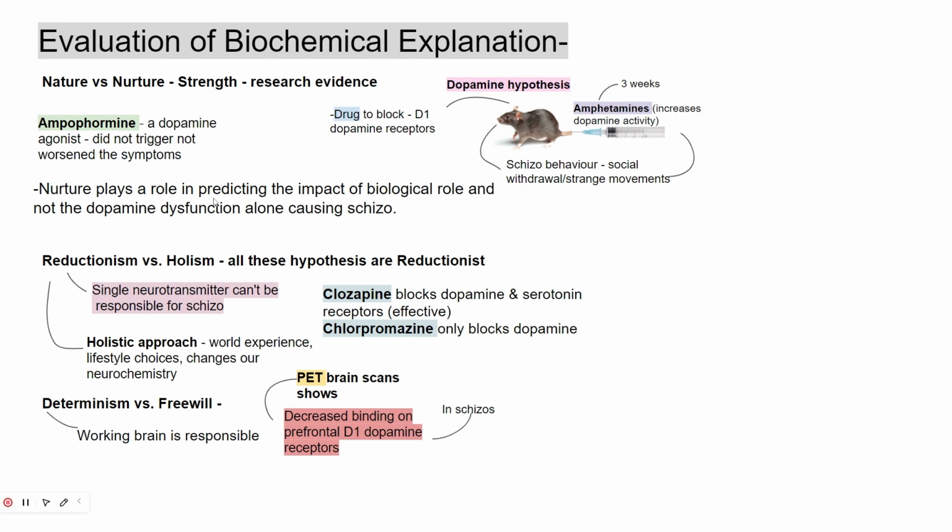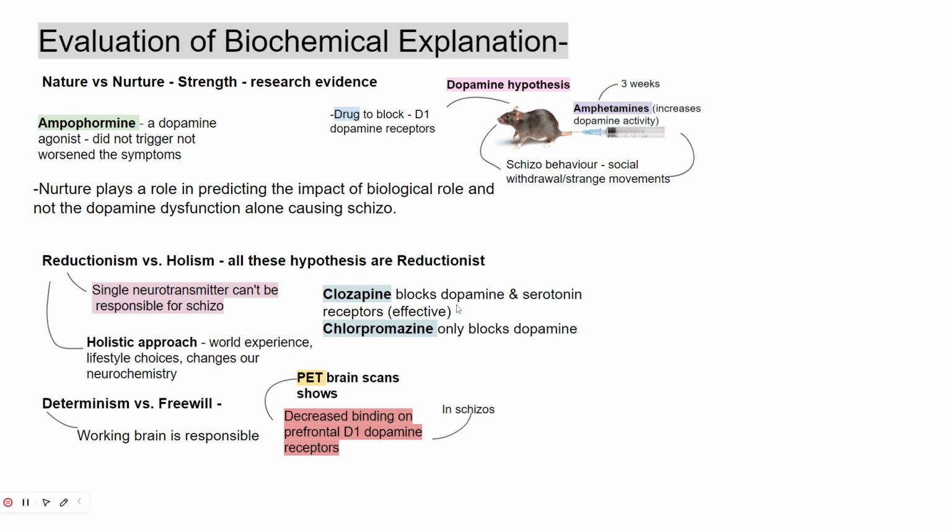So the narrative plays a role in predicting the impact of our biological role, and it's not dopamine dysfunction alone that causes schizophrenia. Reductionism versus holism: all these hypotheses that we just did are reductionist. They say that a single neurotransmitter, dopamine, is responsible for schizophrenia, which is not acceptable now because we have more recent studies that show that's not the case.